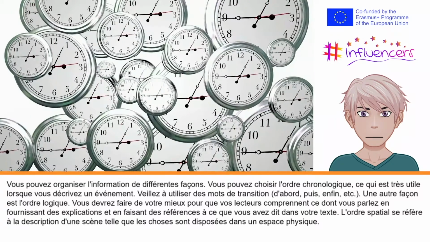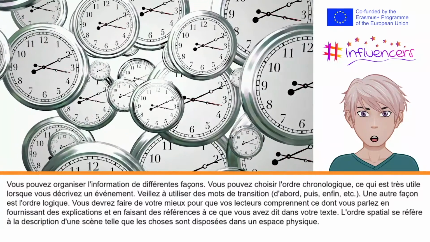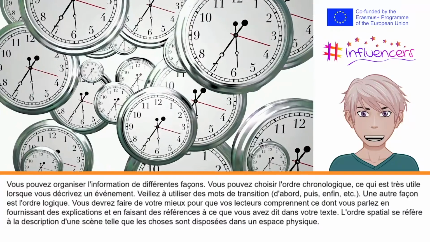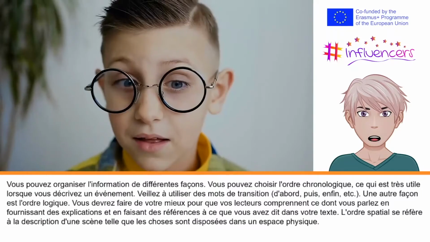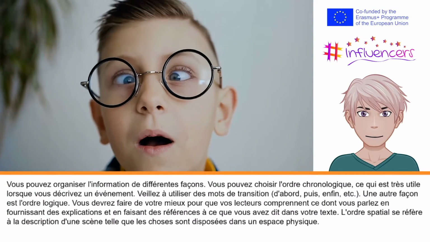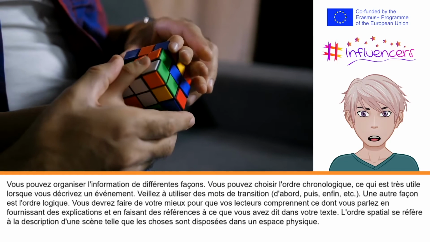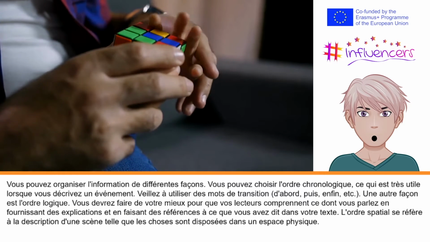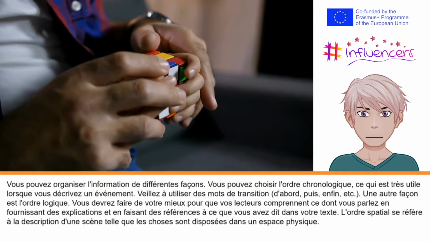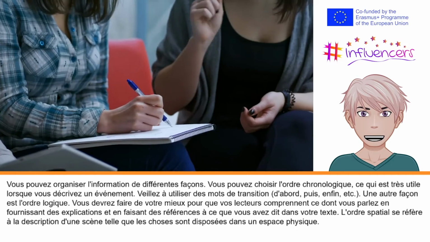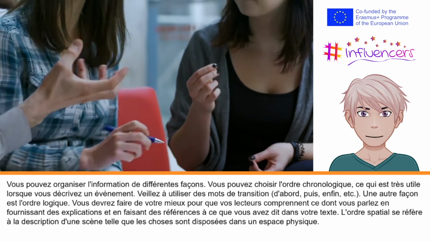You can organize information in different ways. You can choose the chronological order, which is very useful when you are describing an event. Make sure to use transition words: first, then, finally, etc. Another way is to use logical order. You will have to do your best to make readers understand what you are talking about by providing explanations and making references to what you said in your text.